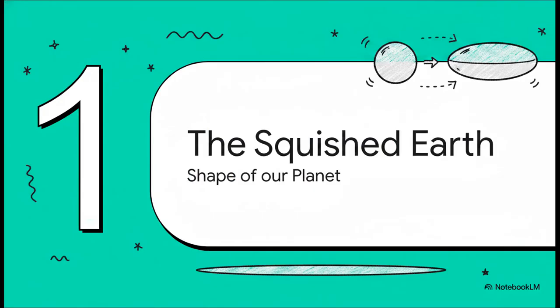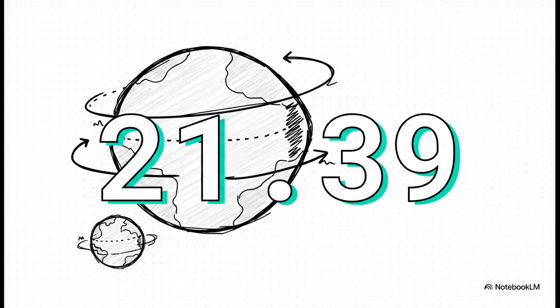Section 1. The squished Earth reality. First things first, we've got to bust a massive myth. The Earth is not a perfect sphere. It's actually an oblate spheroid, basically an ellipsoid. The magic number you absolutely need to know here is 21.39. See, because the Earth is constantly spinning, centrifugal force is literally pushing the mass of the planet outward at the equator. It makes the Earth, well, kind of fat in the middle.